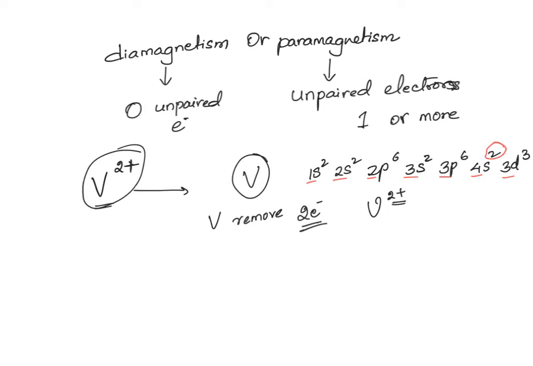So what will be the configuration of vanadium 2+? 1s2, 2s2, 2p6, 3s2, 3p6, 4s0, 3d3. Now remember, it's okay to write this as 4s0 because this conveys that you removed electrons from 4s.